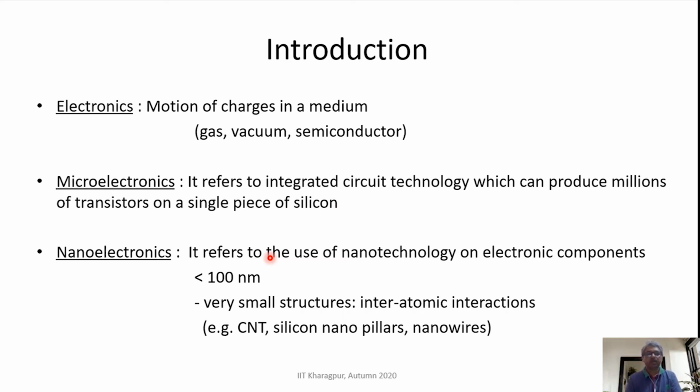Okay, apart from silicon, in nanoelectronics we use other materials. Those are non-silicon materials, and we fabricate different structures. For example, we fabricate nanotubes, nanopillars, nanowires, nanoparticles, and so on. And they have different applications, very important applications, which basically help silicon based circuits as well.